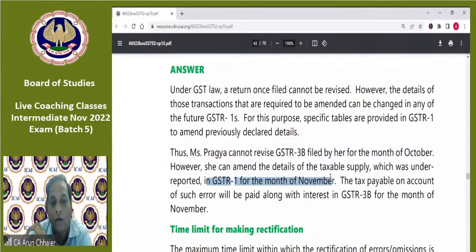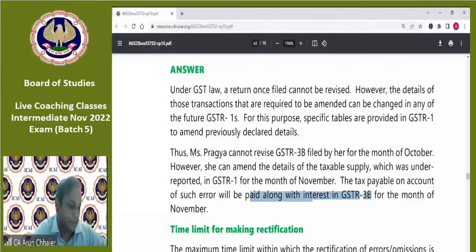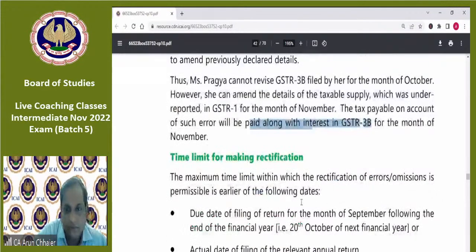The tax payable on account of such error will be paid along with interest in 3B for the month of November. So whatever the adjustment is there, increase or decrease, you can pay the taxes along with GSTR 3B for the month of November.